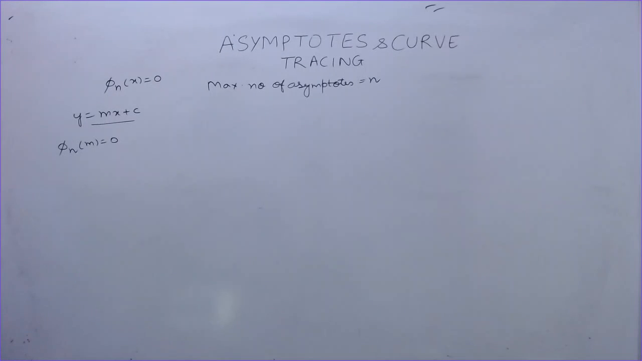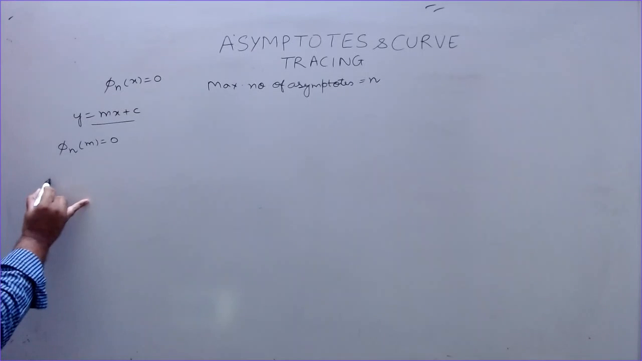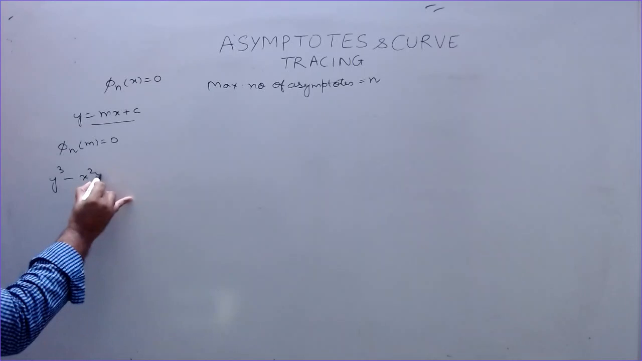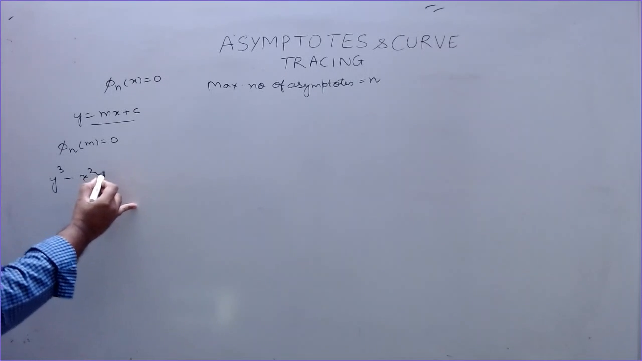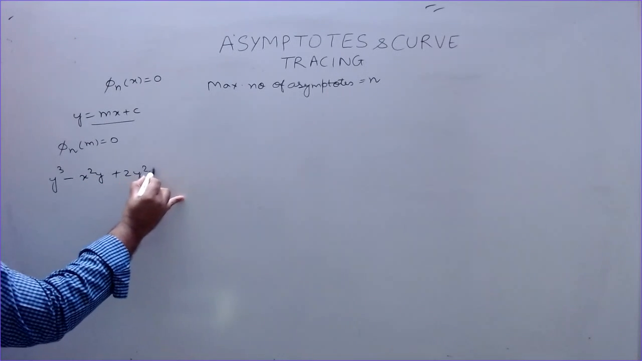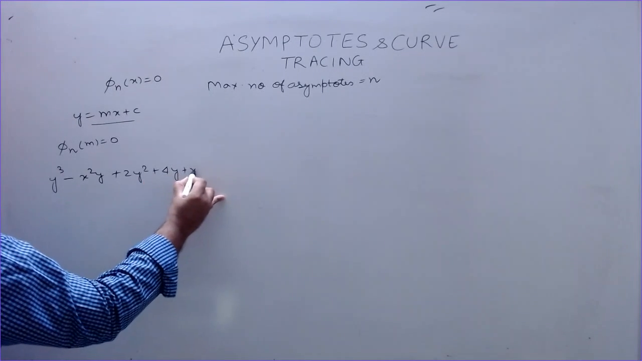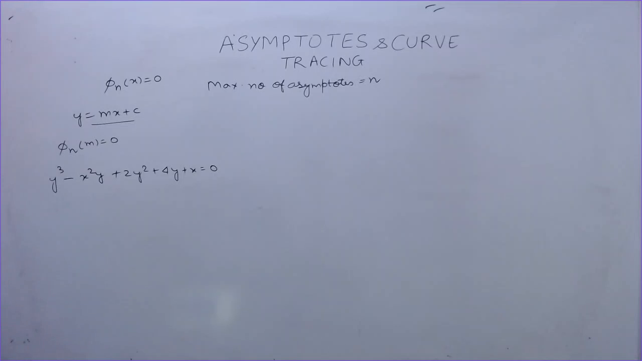And where do we put these values? Suppose we have a polynomial of third degree, y cube minus x square y plus 2y square plus 4y plus x equal to 0. What can be the maximum number of asymptotes this curve has? This is an equation of third degree. The maximum power is 3 here, so it has 3 asymptotes at the maximum.